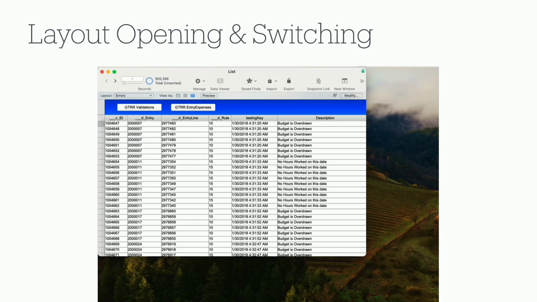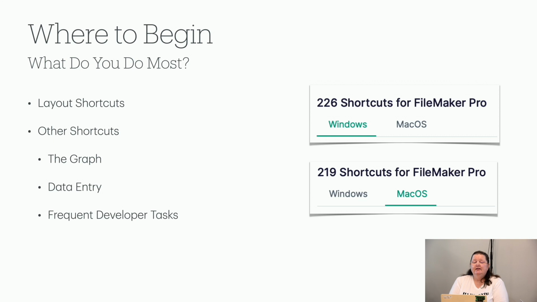And just for reference, Docs.eXp, ISS Data, and ISS Billing all have over 200 layouts each. ISS UI has over 400. Don't ever pull down the menu when you have Layout Manager available. All right. So where you should begin depends entirely on the task that you perform most. According to shortcutworld.com, there are over 200 FileMaker keyboard shortcuts. And yes, there is such a site.